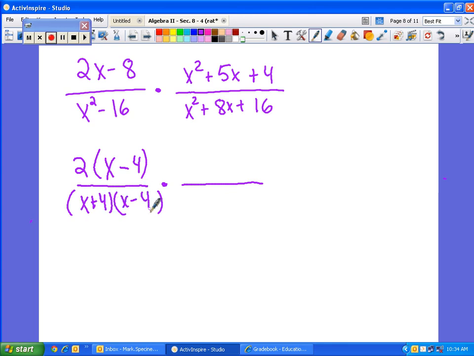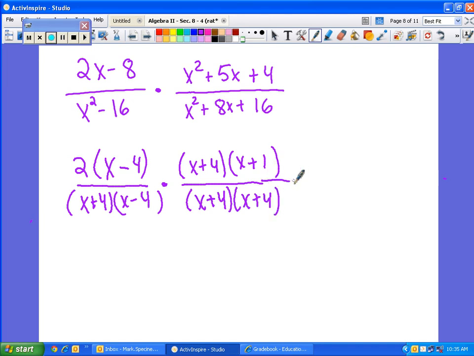Okay, now we come over here. Now we have a trinomial. Now we are going to have 2 binomials. We need the factors of 4 that add up to 5. X plus 4, x plus 1. And then finally the factors of 16 that add up to 8. X plus 4 and x plus 4.